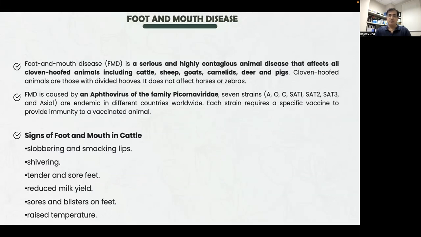Signs of foot and mouth in cattle: slobbering and smacking lips, shivering, tender and sore feet, reduced milk yield in milk cattle, sores and blisters on feet, raised temperature.